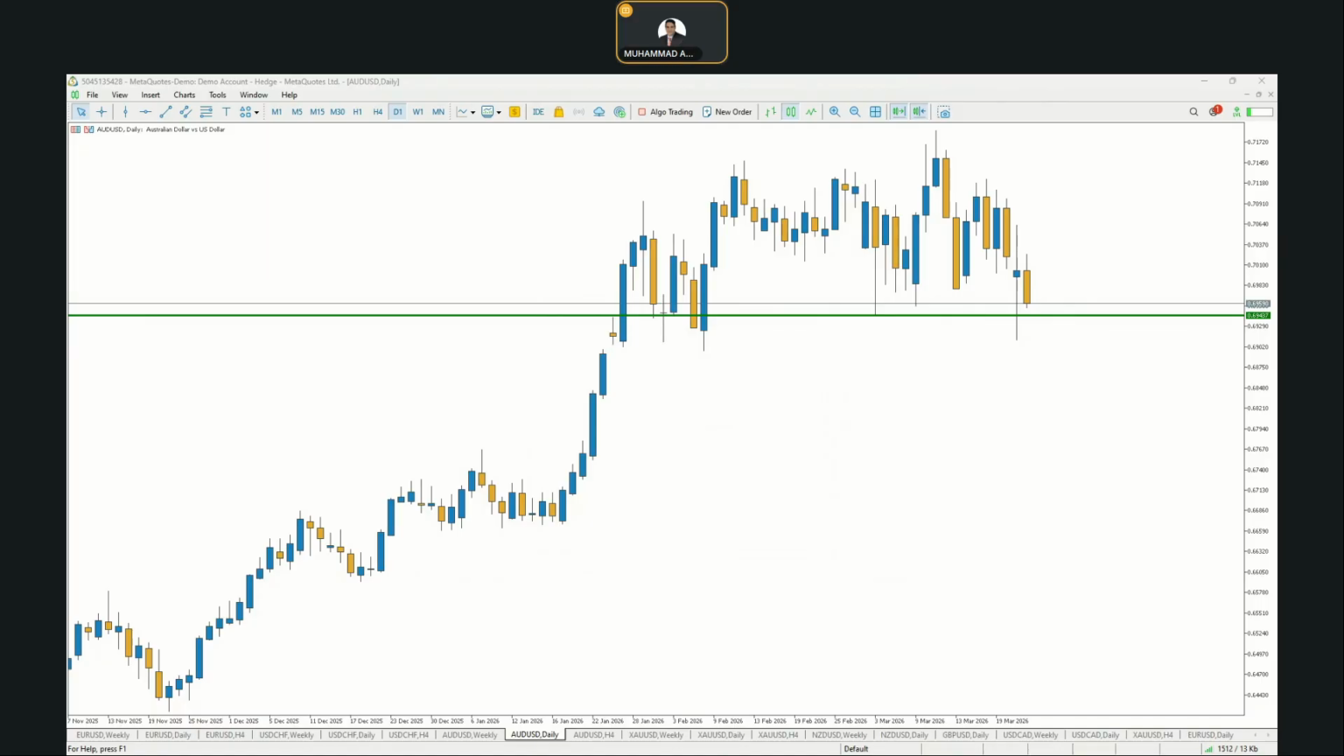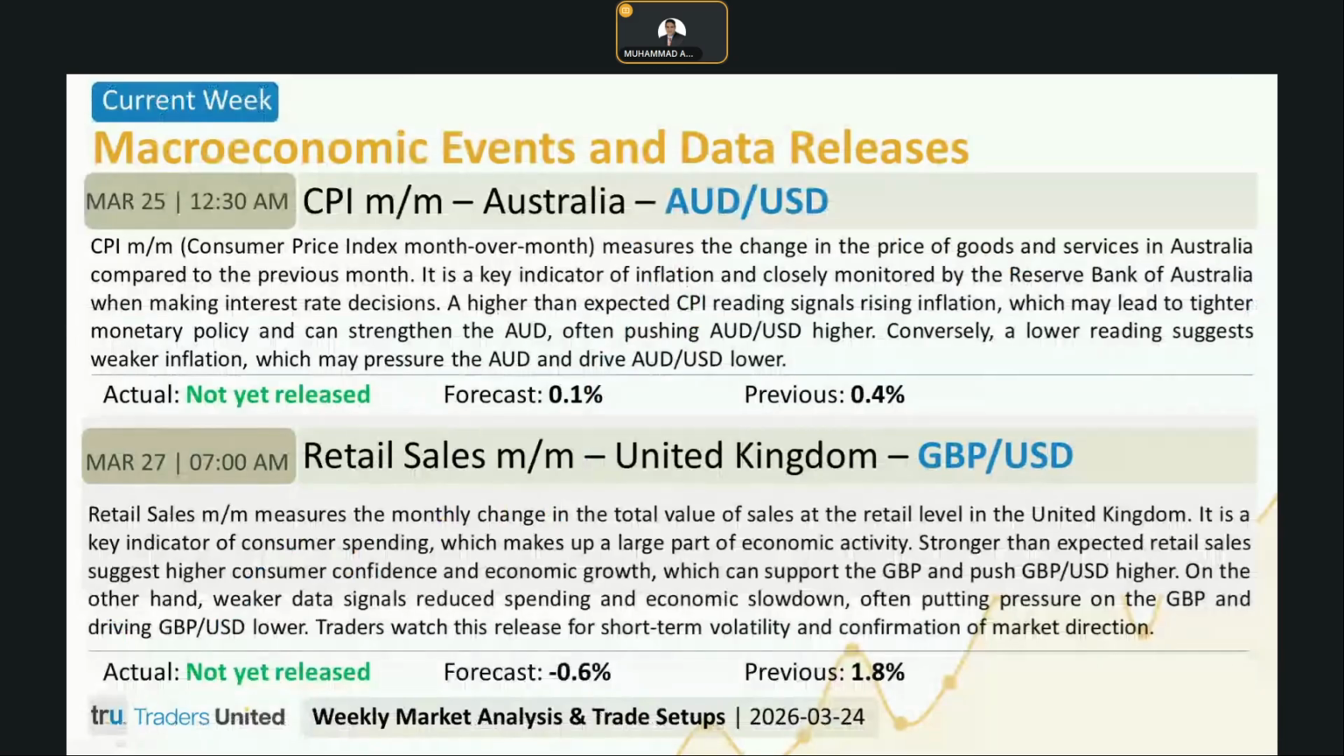Overall analysis and key takeaways: Australia CPI month over month is expected to slow to 0.1% from the previous 0.4%, signaling weaker inflation growth. This news release is important because it can influence expectations around future interest rate decisions by the Reserve Bank of Australia and drive AUD/USD movement.